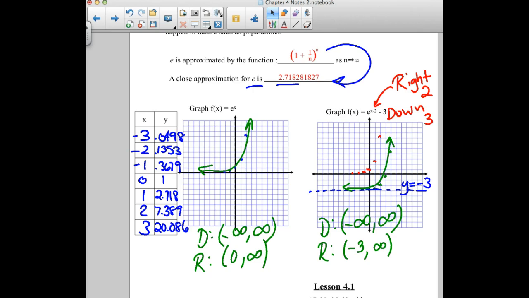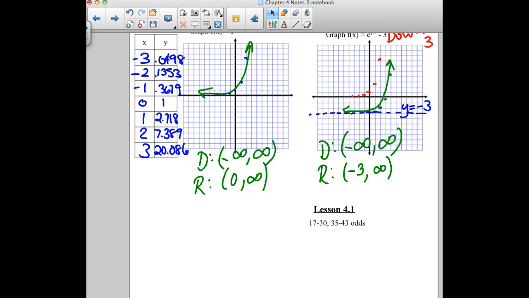All right, so your assignment for section 4.1 is questions 17 through 30 and 35 to 43 odds.